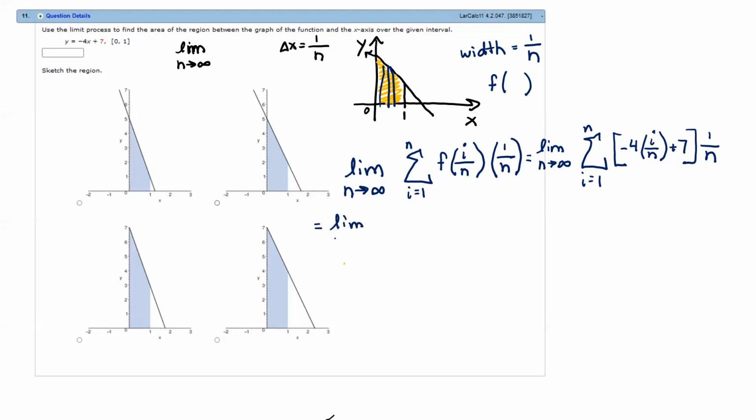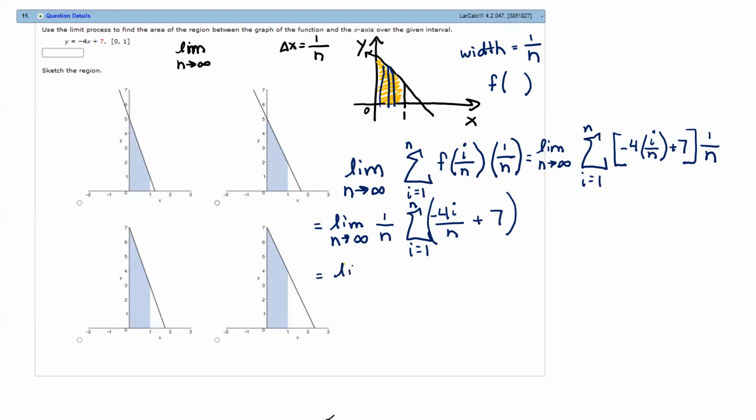just to make it a little bit easier, write this as the limit as n goes to infinity of 1 over n times the sum, i equals 1 to n, and then distribute this negative 4i over n plus 7. Okay, and then from there, if we're looking at the sum, this negative 4 over n, that's a constant. So we're just really looking at the sum from i equals 1 to n.